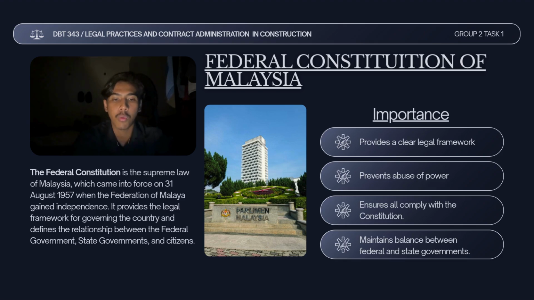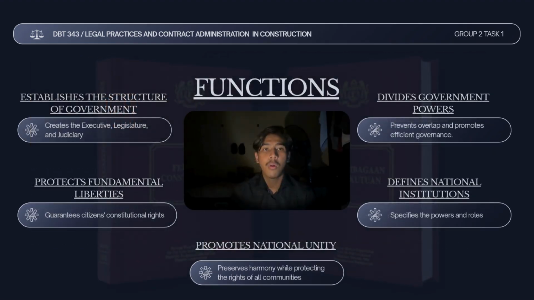Under Article 4(1), the Constitution is the highest law in Malaysia. This means that if any law conflicts with the Constitution, the law is considered invalid. The Constitution also protects the rights of citizens, prevents the abuse of power, and helps maintain democracy, political stability, and national unity.